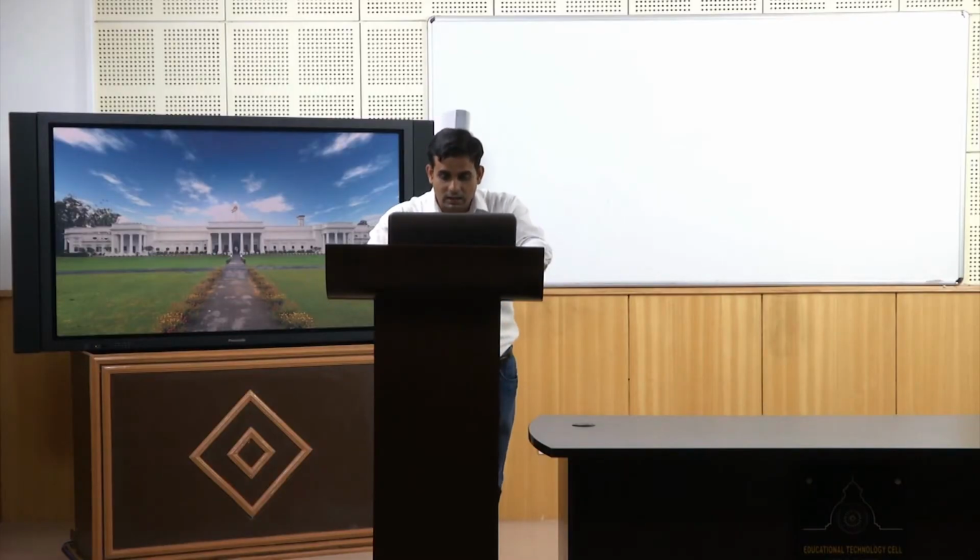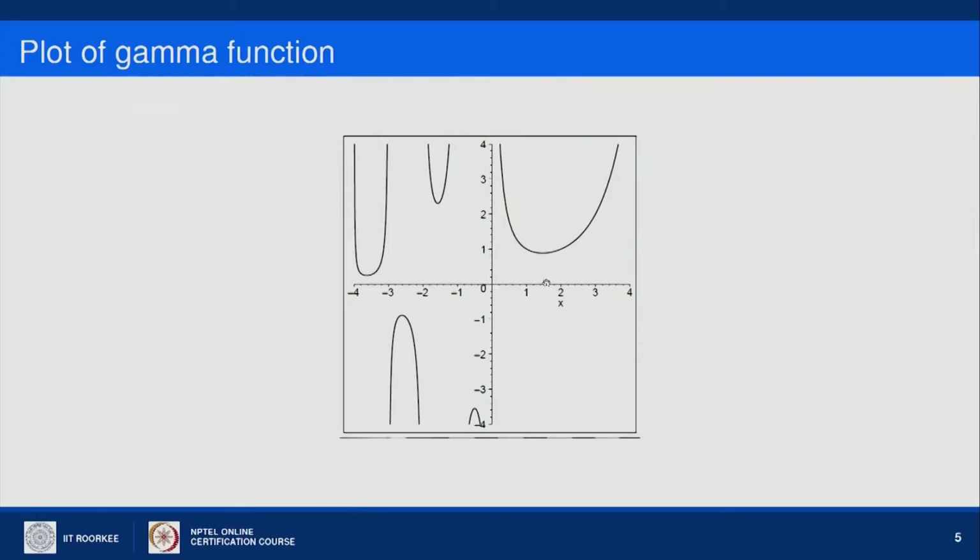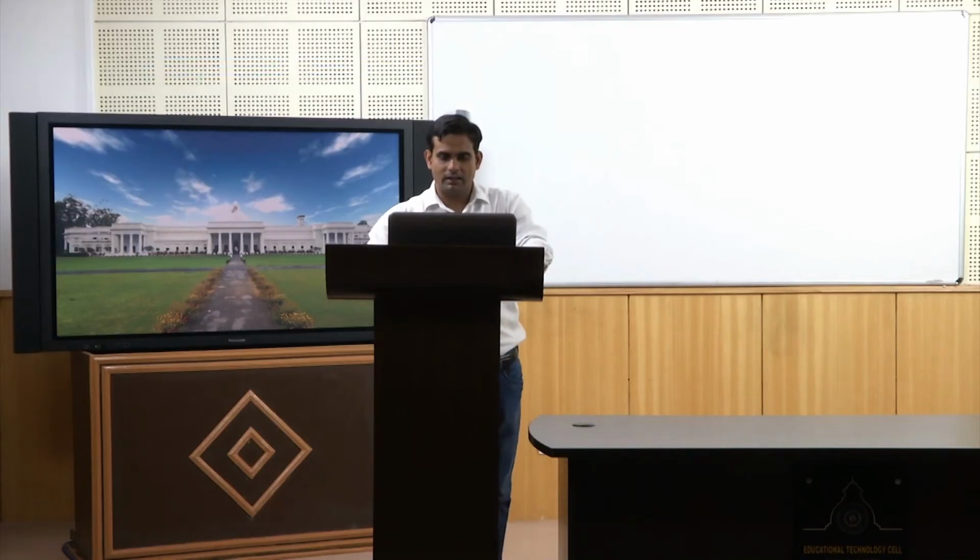This particular plot gives the graph of the gamma function. Here you can see we have plotted it from -4 to 4. If we talk about positive x, the function will be like this. It is decreasing up to a bit more than 1, and then it is increasing. So it is something convex type of thing.